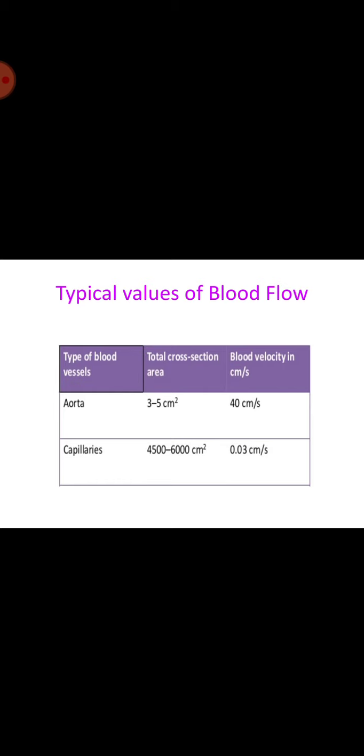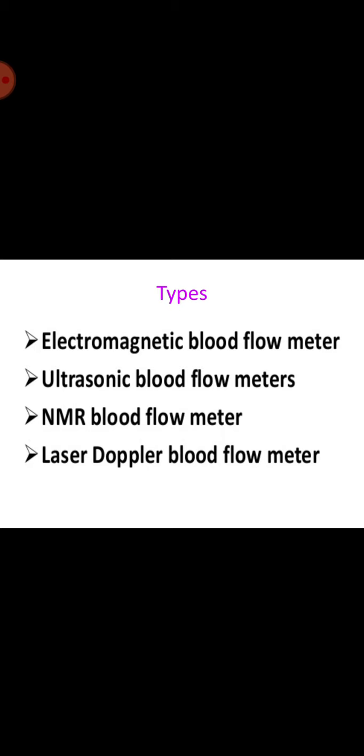For the aorta, with a total cross-section area of 3 to 5 square centimeters, the blood velocity is high, that is 40 centimeters per second. For capillaries, having 4,500 to 6,000 square centimeters cross-section area, the blood velocity is 0.03 centimeters per second. And these are the types of blood flow meter: electromagnetic blood flow meter, ultrasonic blood flow meter, NMR blood flow meter, and laser Doppler blood flow meter.